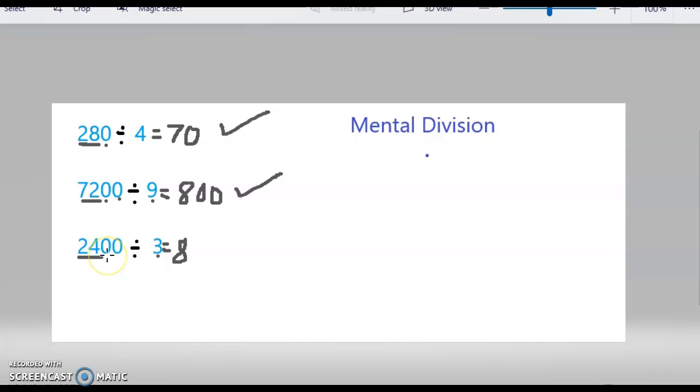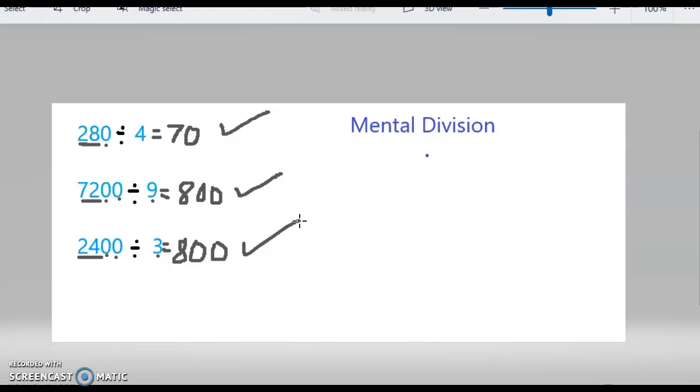And I know there's 2 zeros here. I need to bring those 2 zeros to the side here, but I can also say 3 into 0 is 0. 3 into 0 is 0. So my answer is 800.